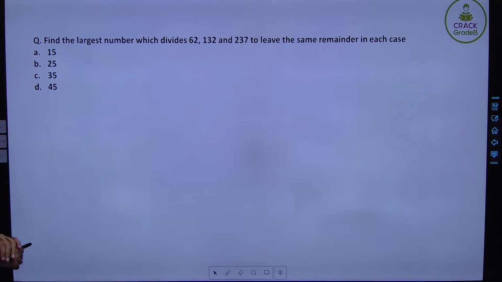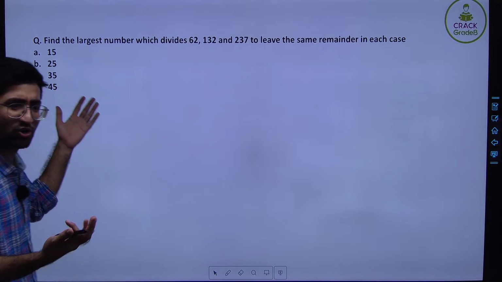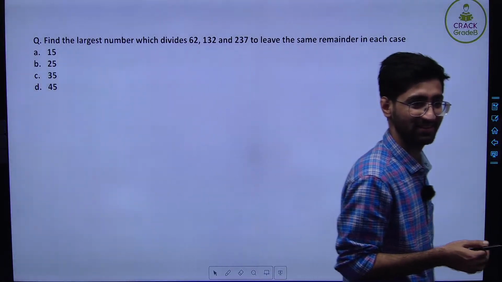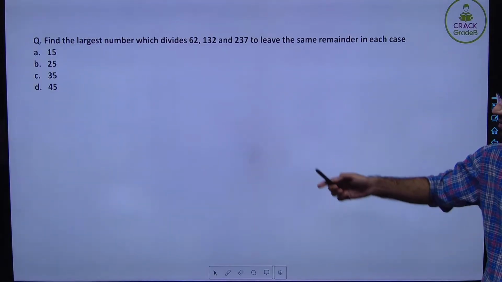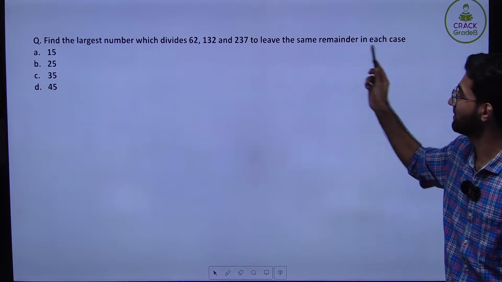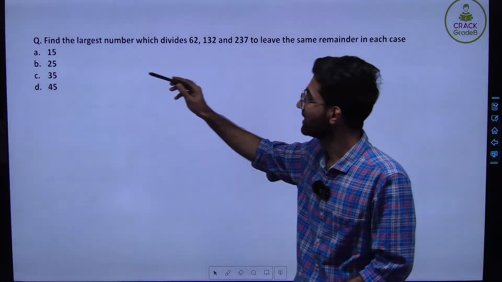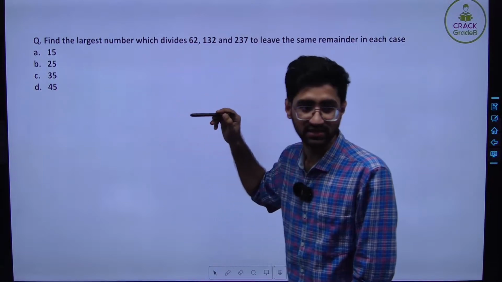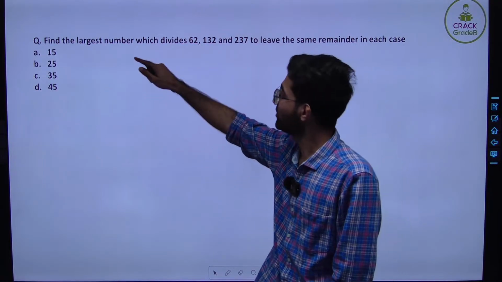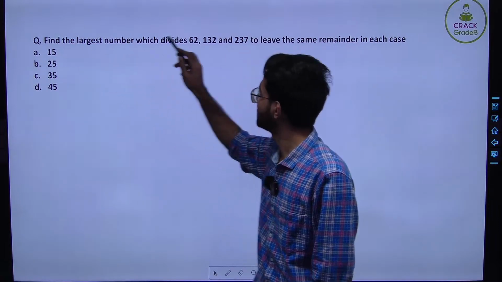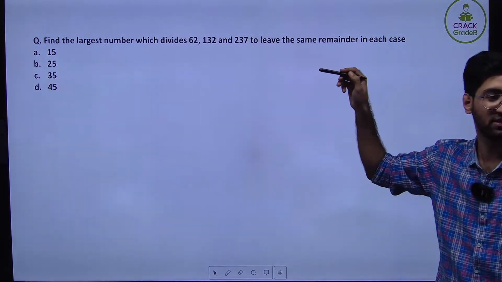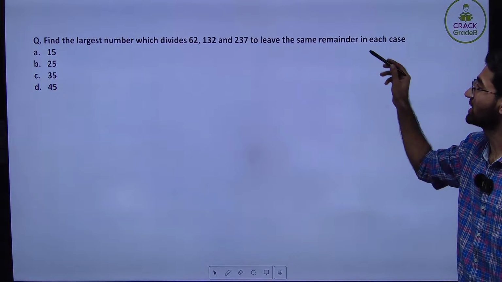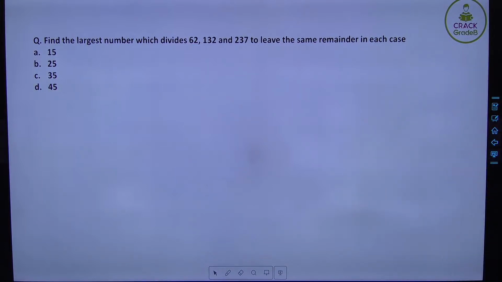Now try to answer this question. This question is slightly difficult, but you can use the options, so why worry? Find the largest number which divides these numbers to leave the same remainder in each case. It means you have to use the options and divide by these values to see if you get the same remainder. And since you have to find the largest number, start with the largest values.